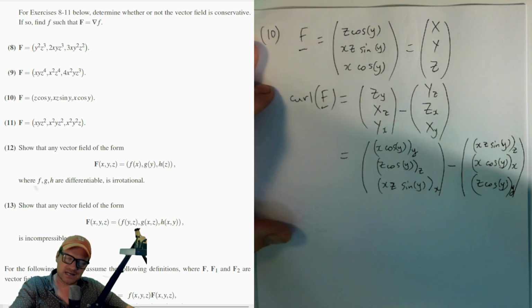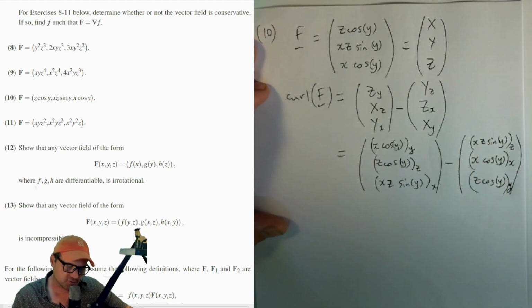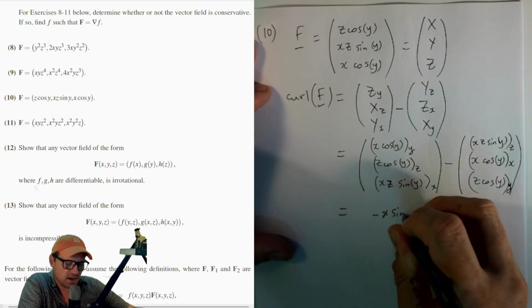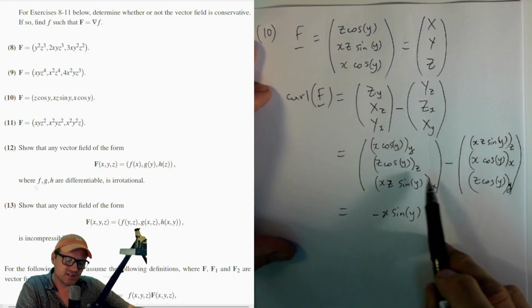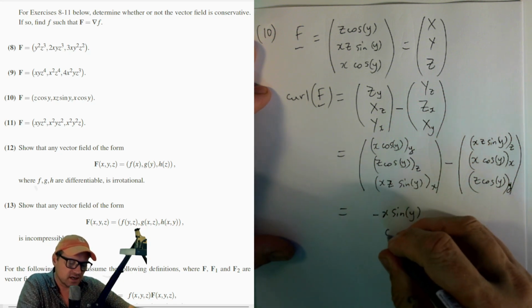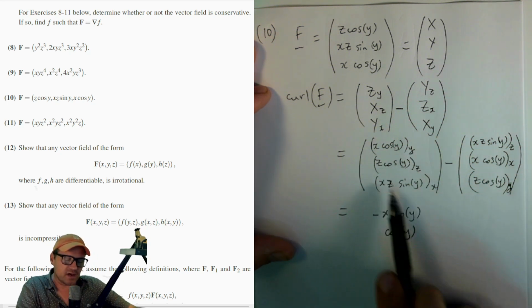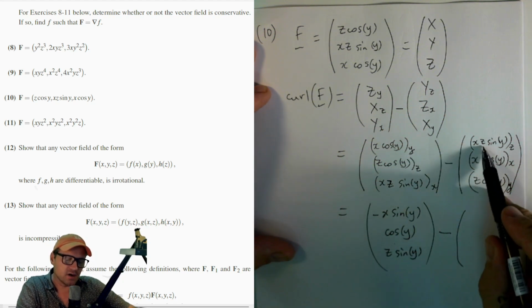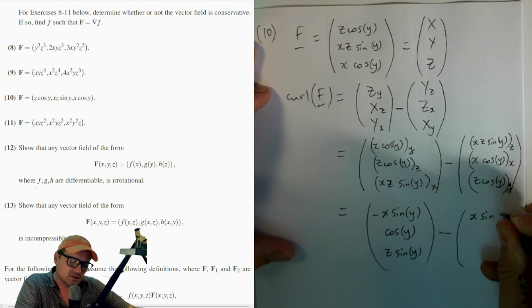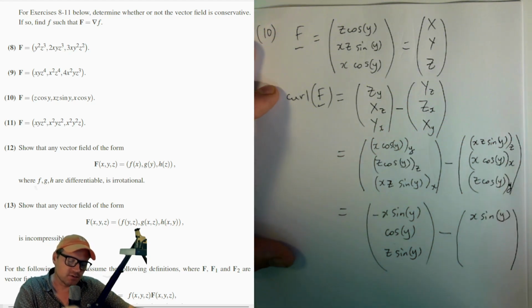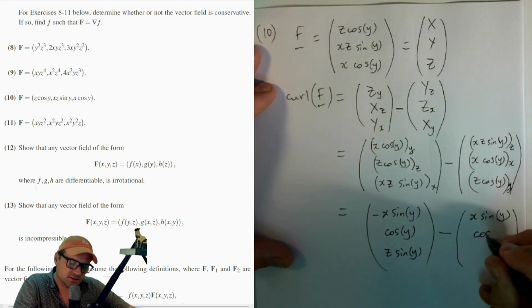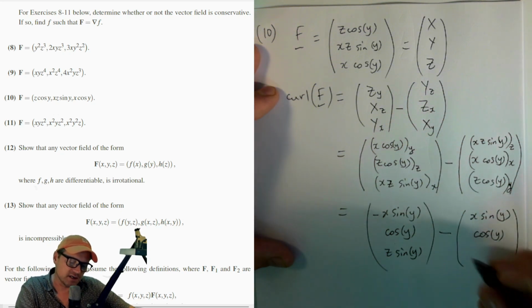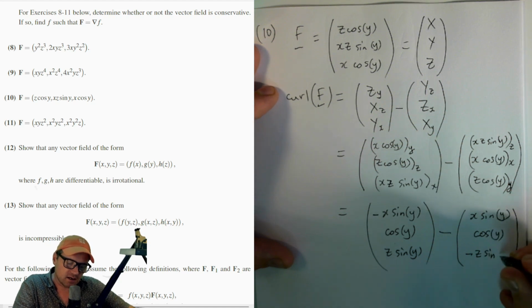Okay, so now we need to take each of these partial derivatives and then subtract. So the derivative of cos is minus sine, so we have minus x sine of y. Then the derivative of z with respect to z is 1, so then we have cos of y. The derivative of x with respect to x is 1, so we have z sine of y. Okay, next differentiating z with respect to z gives x sine y. Differentiating x with respect to x gives 1, so cos of y. And then differentiating cos with respect to y gives minus sine, so minus z sine of y.